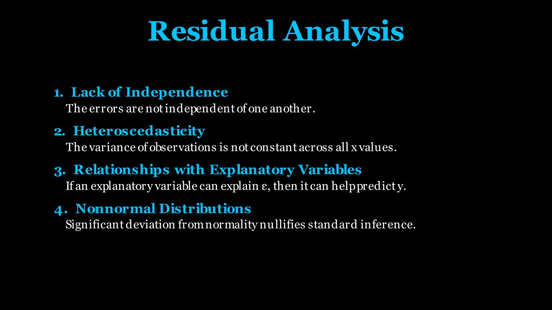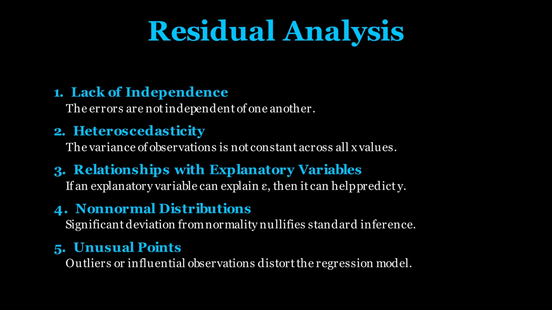If a predictor can explain part of the residual variation, it should be included in the model to improve predictions. Another concern is non-normal distributions. If residuals deviate significantly from normality, standard T and F inference procedures may not be valid. QQ plots help detect this. And finally, unusual points. Outliers or highly influential observations can disproportionately pull the fitted line away from the bulk of the data.